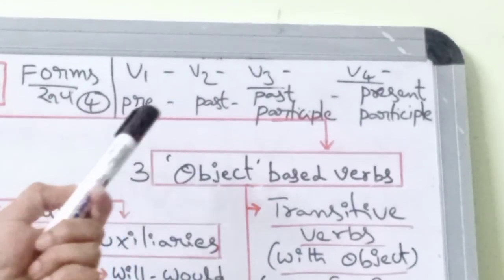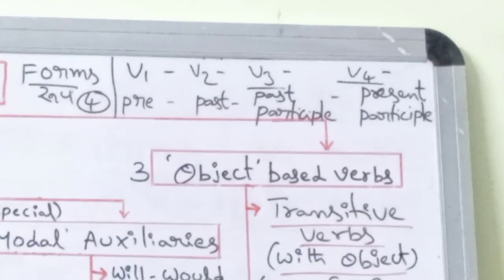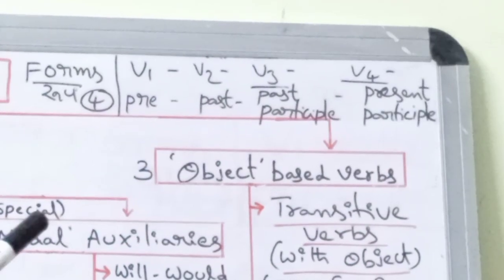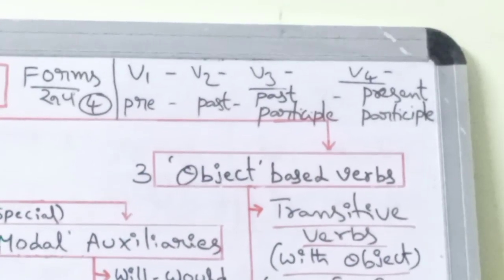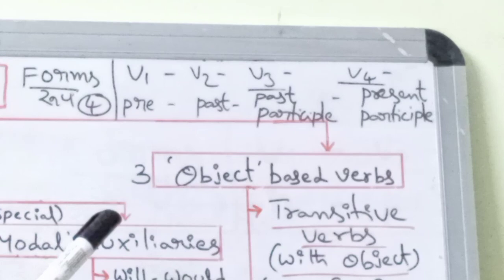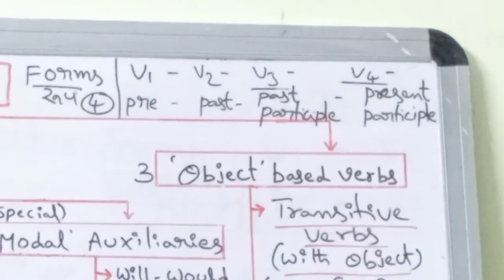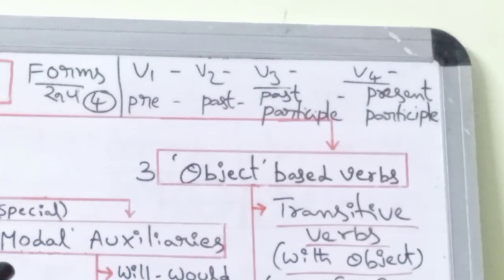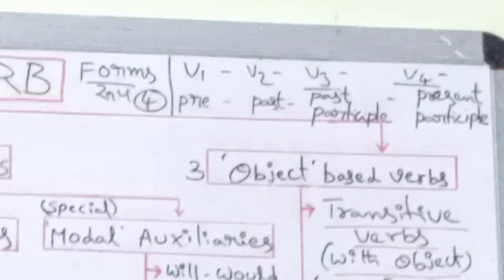Yeah, these are V1, V2, V3, V4 are forms of a verb. These are verb forms. క్రియ के 4 रूप, క్రియ యొక్క 4 రూపాలు. ఈ 4 రూపాల్లో క్రియ మనకు కనిపిస్తూ ఉంటుంది లాంగ్వేజెస్ లో.